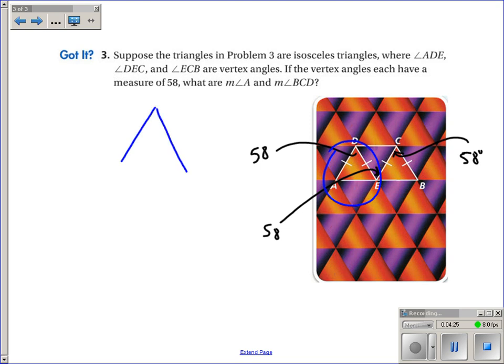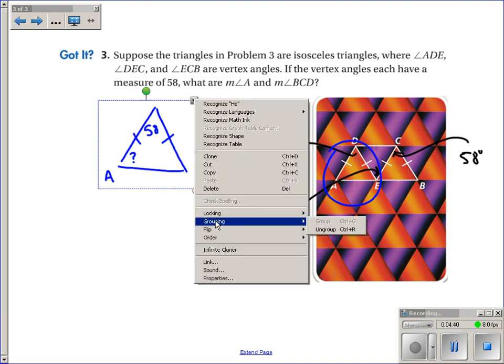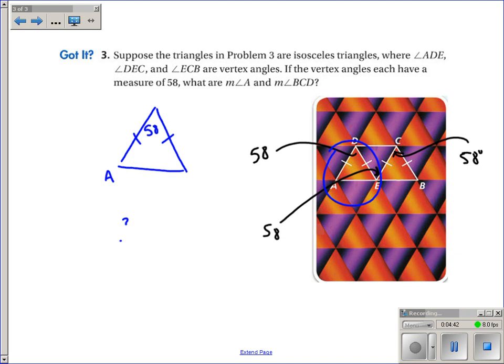Okay, so if the vertex angle is 58, let me look at just this one first. Let me redraw it so it's easier to see. This is 58, and this is A, and I'm trying to figure out this angle, and this is an isosceles triangle. Now, I know the base angles are the same, so I'm going to replace this right here with x, and this with x, because they're the same. Now I know the angles in a triangle add up to be 180 degrees. So 2x plus 58 is equal to 180.